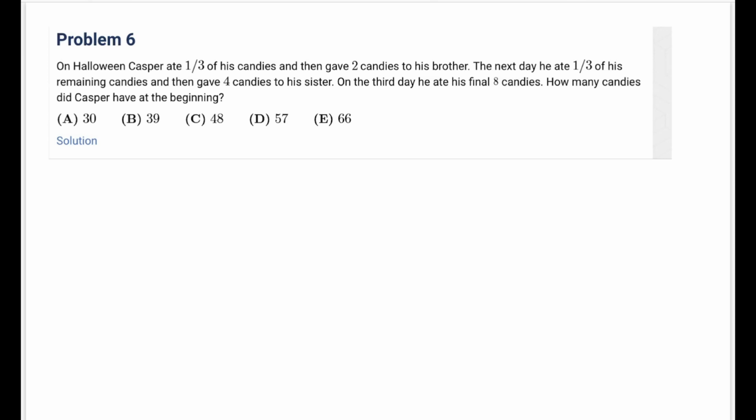Okay, so last he had 8 candies. Before he gave them, he had 12 candies. And before he ate 1/3 of them, he had 18 candies. Before he gave 2 candies, he had 20 candies. That was 2/3 of his total candies, so the total was 30. And if we go back, it all matches up.